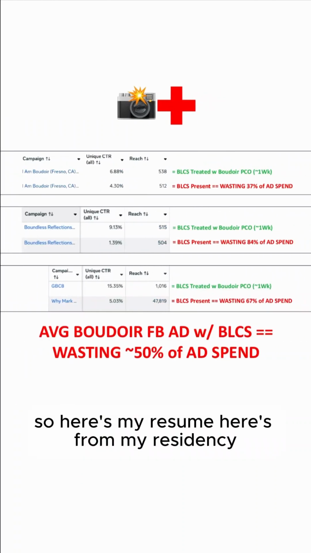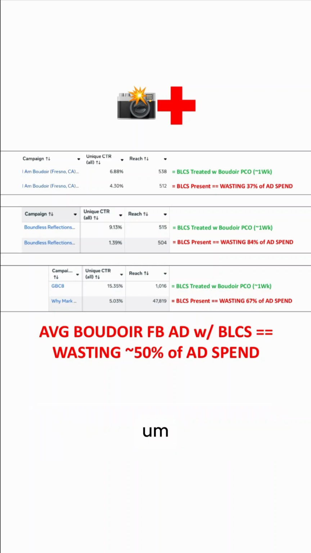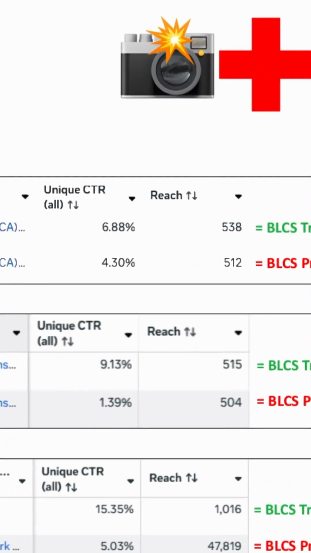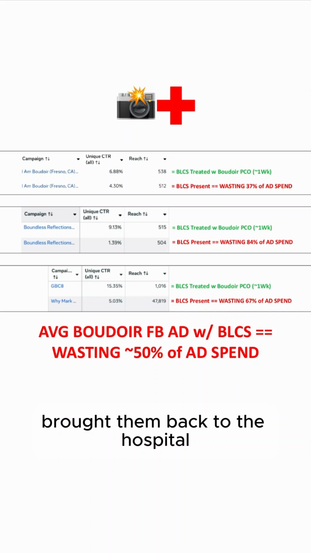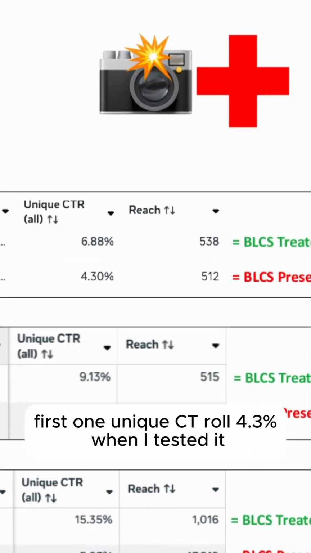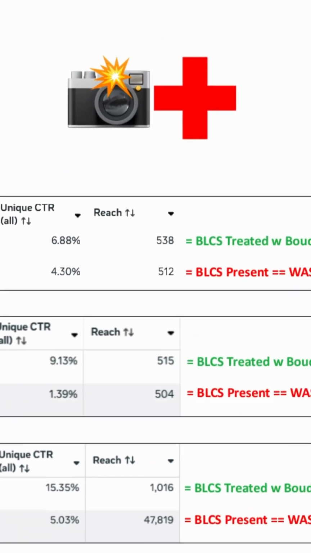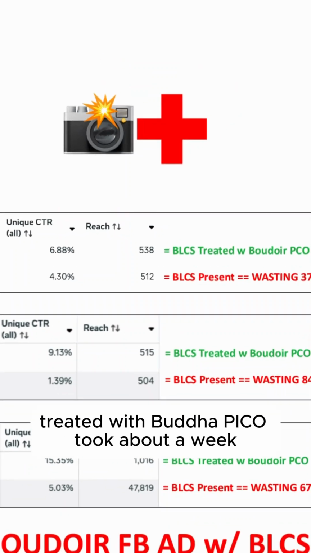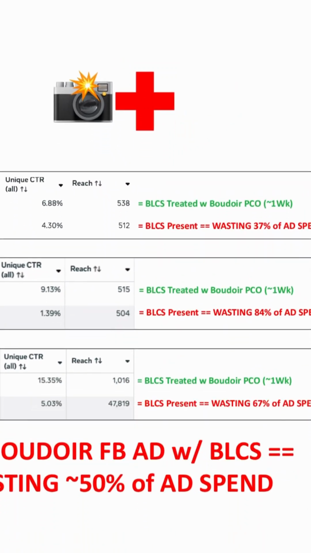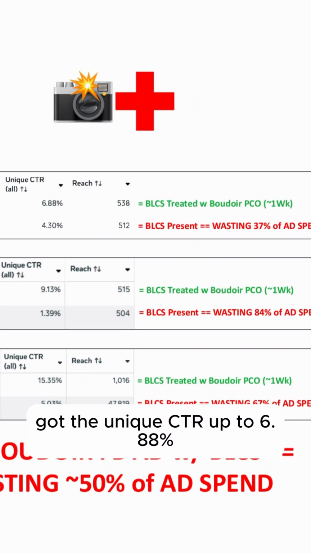So here's my resume, from my residency. Went out there, found some boudoir Facebook ads, brought them back to the hospital. First one, unique CTR all 4.3% when I tested it. All right, unique CTR all is under 6%. That means BLCS is present. So we duplicated it, treated it with boudoir Pico. Took about a week. Got the unique CTR all up to 6.88%.